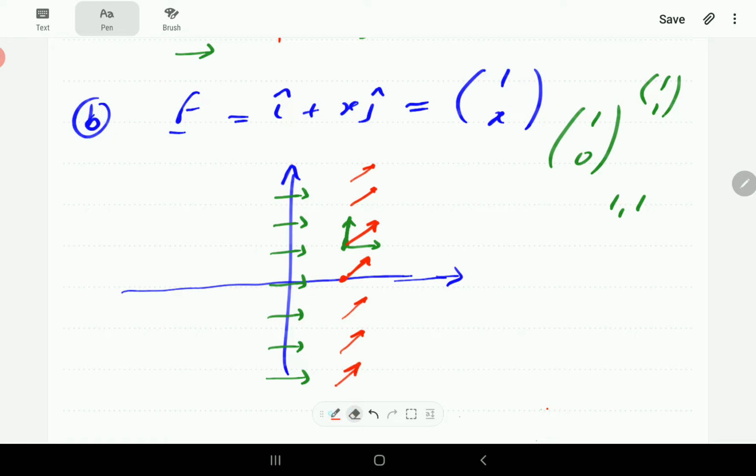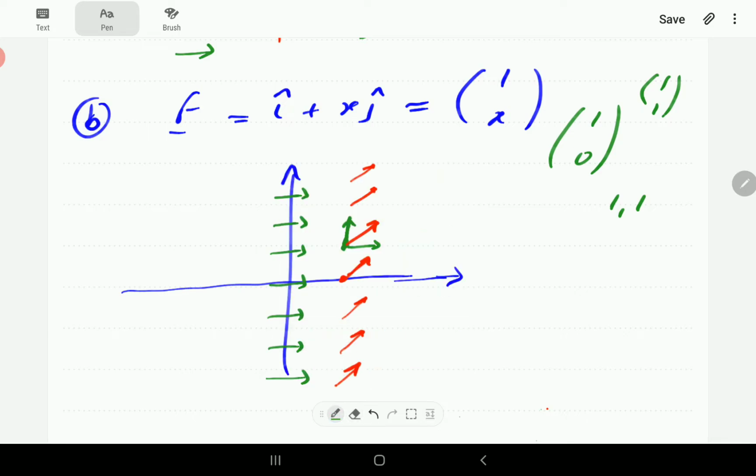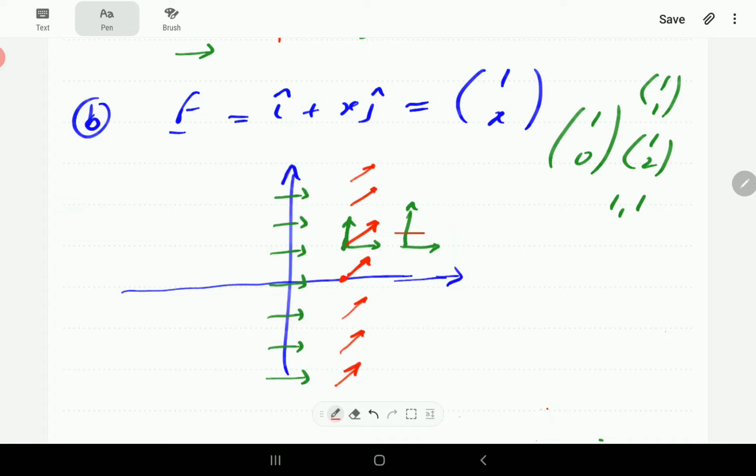Now if we go to the line x equals 2, we're now going to have (1, 2). So the horizontal component is still 1. The vertical component is now 2. So that means the vector we're going to get now is going to be a bit longer, and it's going to have more inclination.